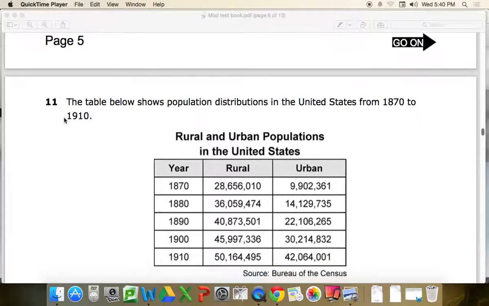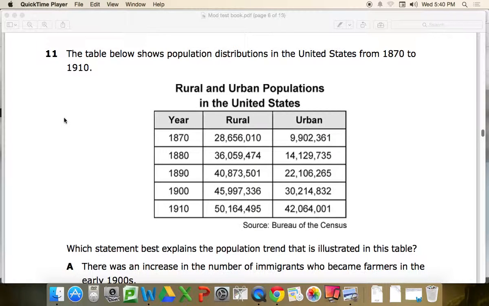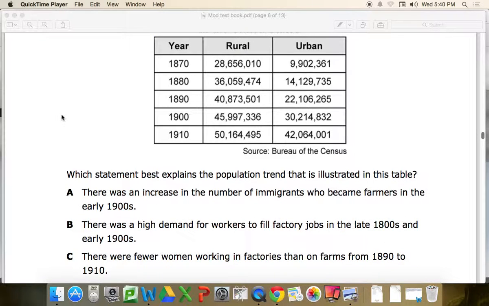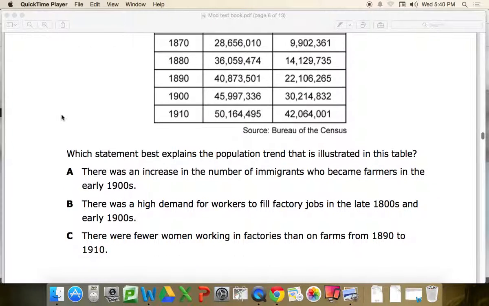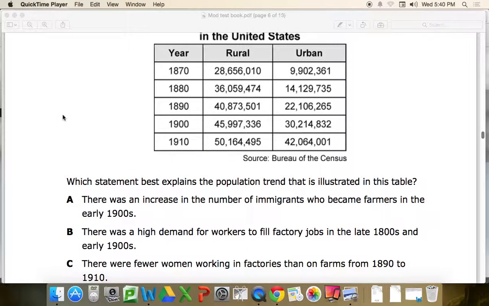Also, question 11. This one had you read a table, which generally those should be pretty simple. It's showing population distributions from 1870 to 1910. And then it says, which statement best explains the population trend? Well, if you look at the population trend, you can see that the rural population keeps increasing. And so we've got that happening. You're also going to see that the urban population is increasing as well. So it's either going to be a question talking about the increase of population overall, or it's going to be specific to the increase of the urban population.